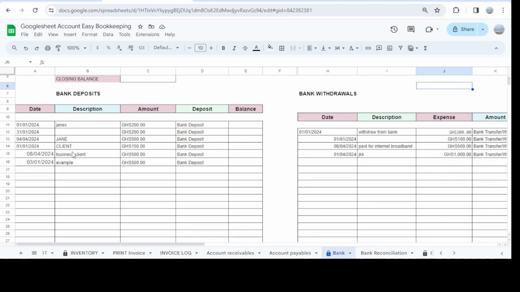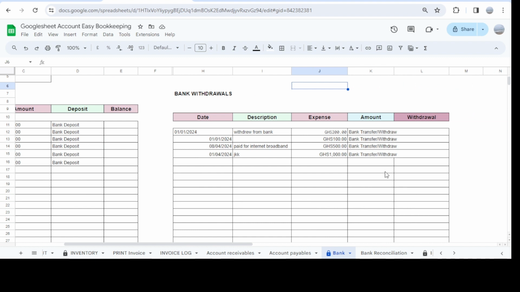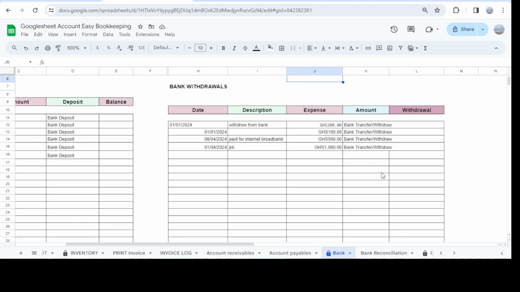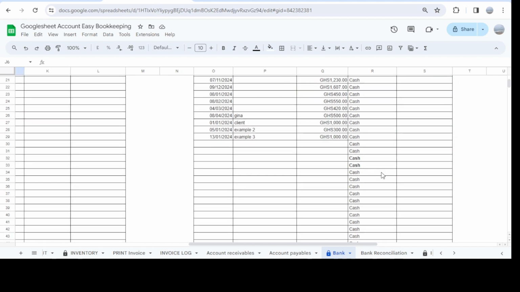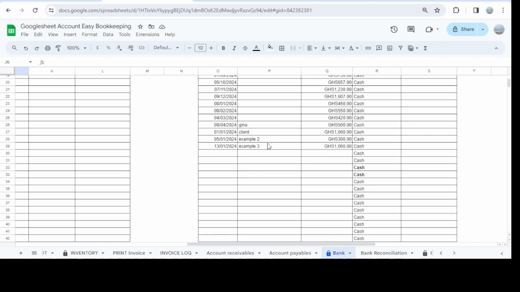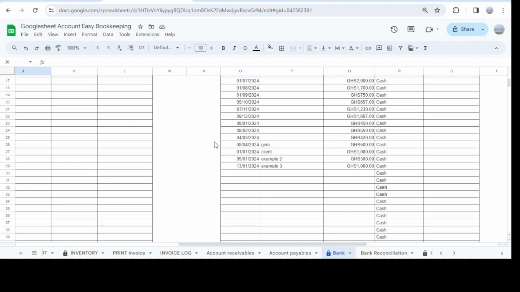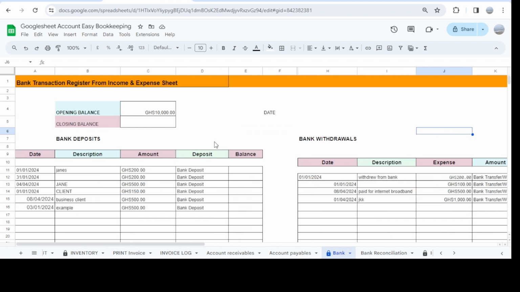Now remember the transaction that we entered in our income. This is it over here. Remember, business client example for bank deposit, and cash. I think we did cash. Let's take a look if we can find it. There is example 2 and example 3. They all appear here. So this is it for your bank register. You don't really need to enter any data here.